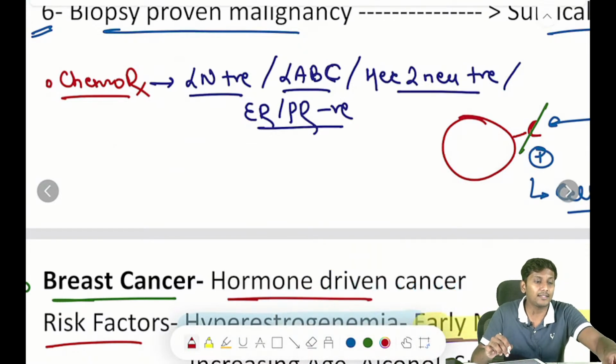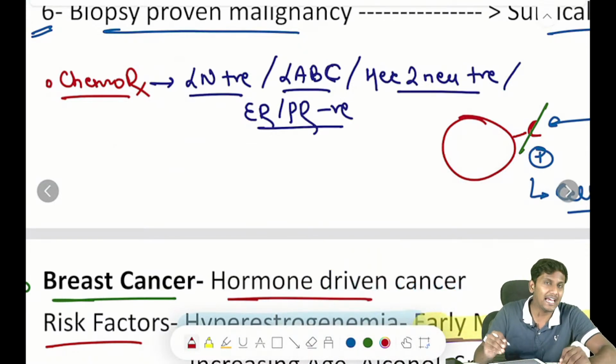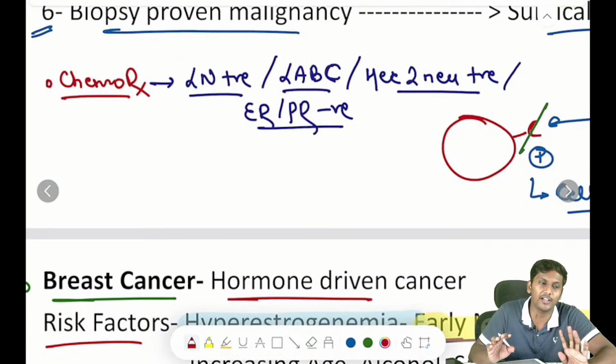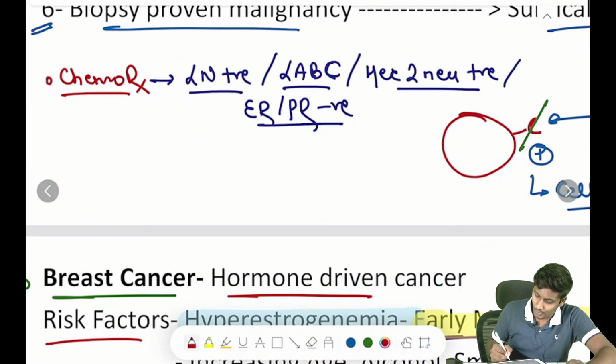Simple mastectomy is done in the first trimester, sir. It can be done in the first, second, or third trimester. You can do it anytime, because it does not require any kind of radiotherapy. Okay? Important, children, definitely.